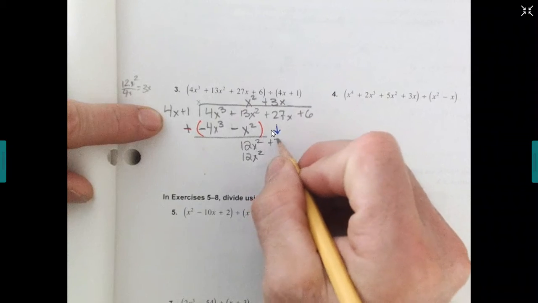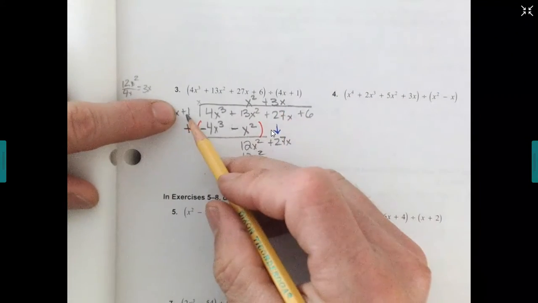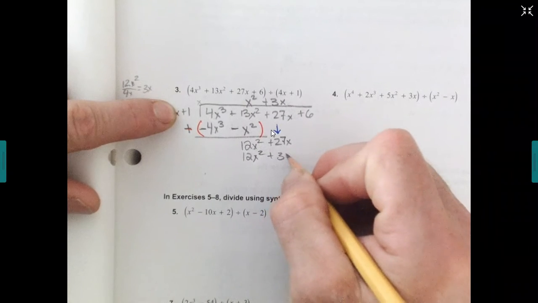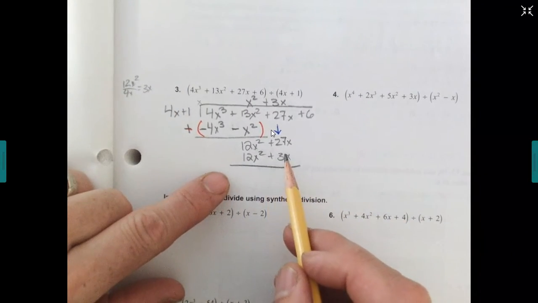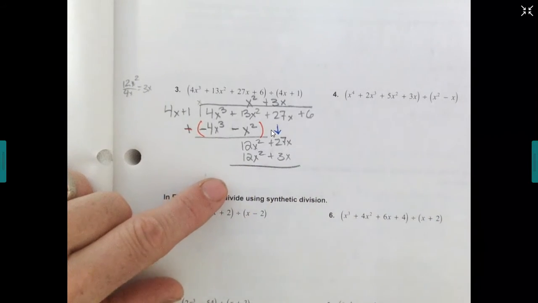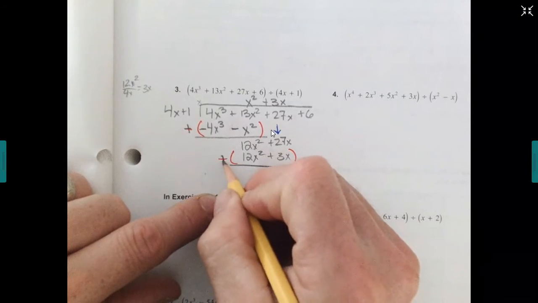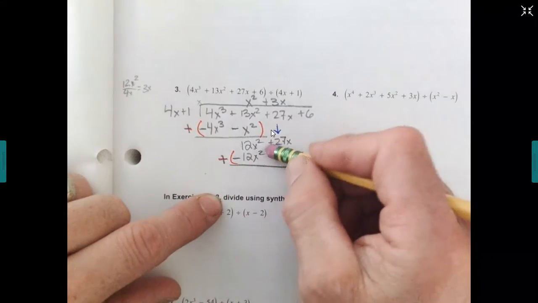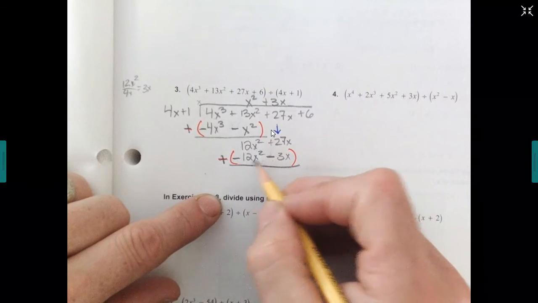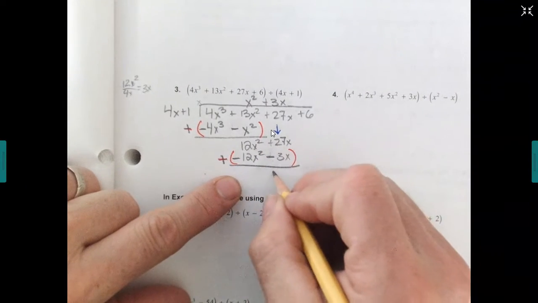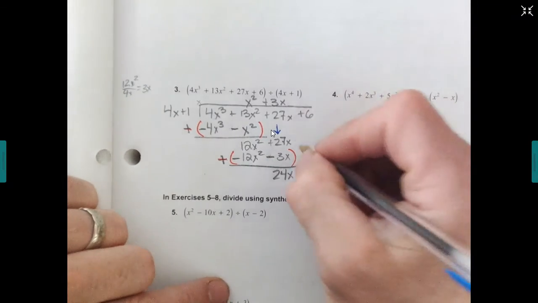So I have plus 27x. 3x times 1 is 3x. So I have to subtract the whole thing, and I get, add the opposite. And I get 12x squared minus 12x squared, that's 0. That's 24x.